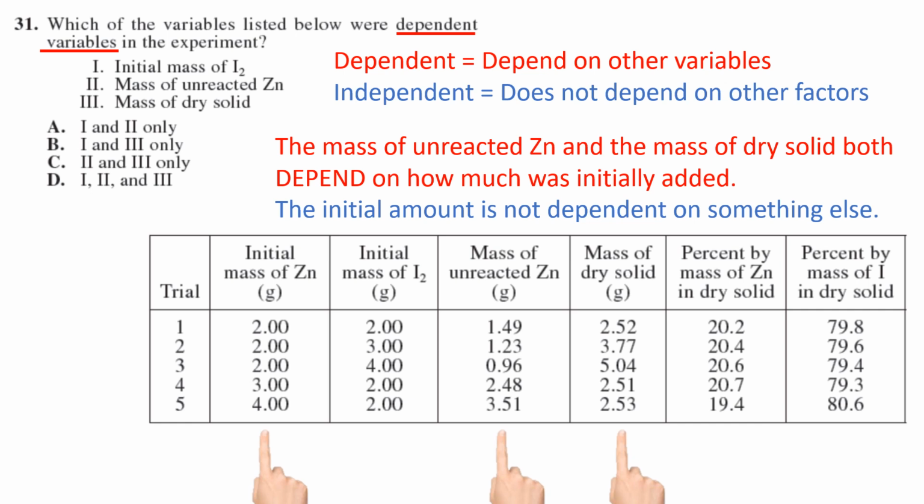You choose how much to put in, right? But then what happens to that in the reaction is what changes. And you can see that by the amounts are changing. So our answer is C, 2 and 3.